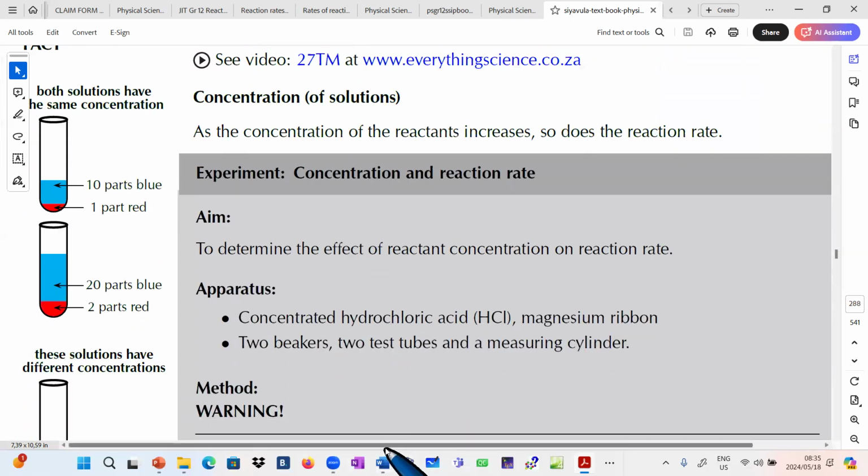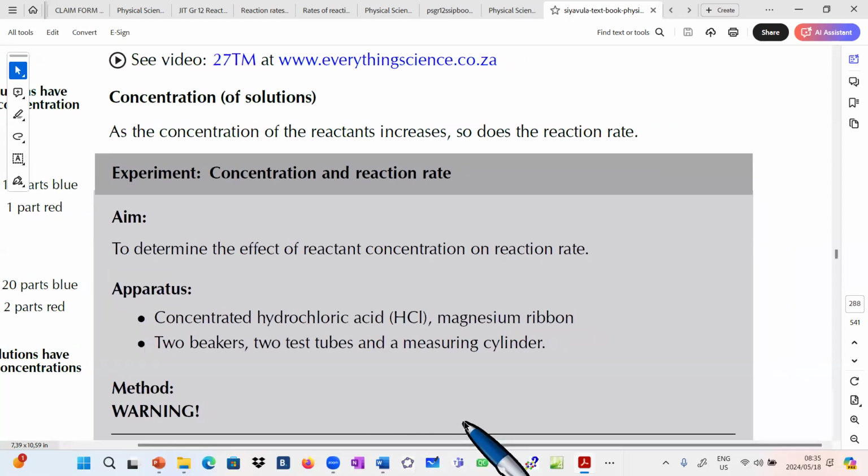For solutions, we note concentration. Concentration becomes very important when it comes to solutions. As the concentration of the reactants increases, so does the reaction rate. When we increase the concentration of the reactants, we anticipate the reaction rate to also increase. In this experiment, concentration and reaction rate work together. So we determine the effect of reactant concentration on reaction rate.